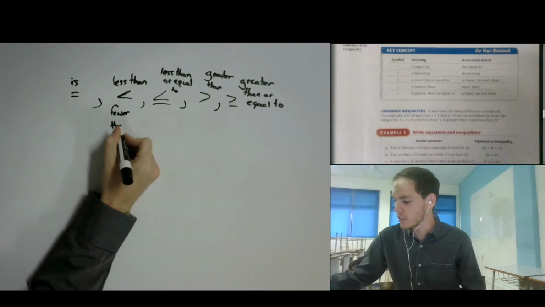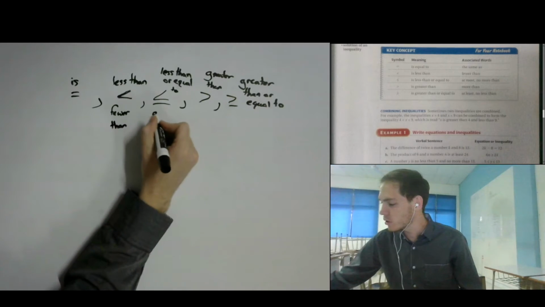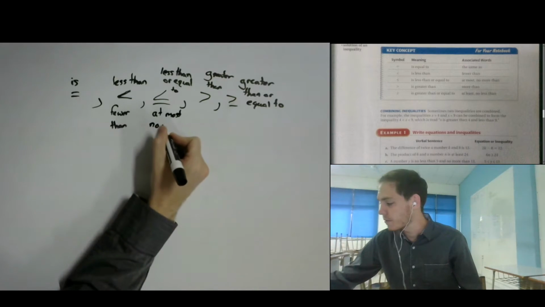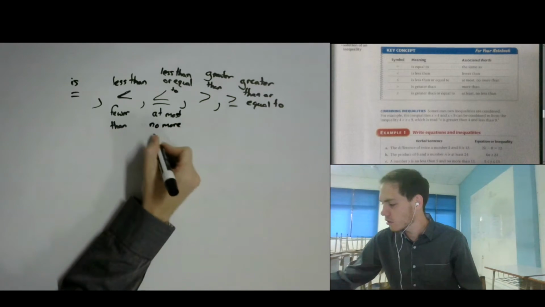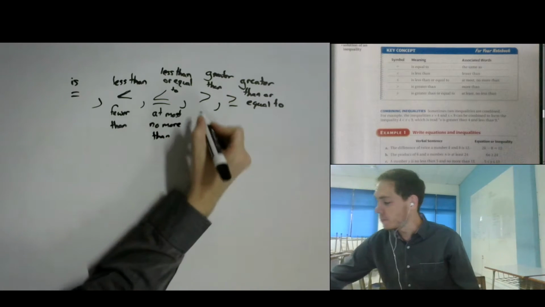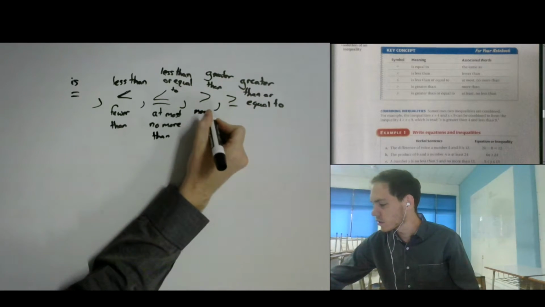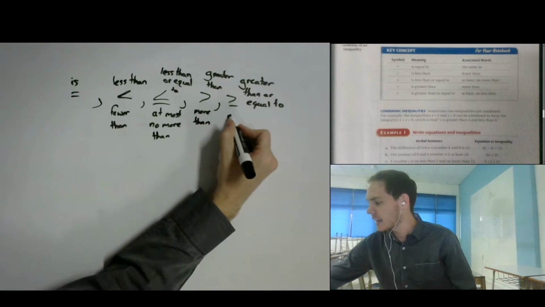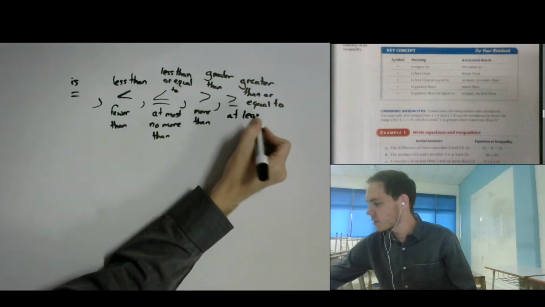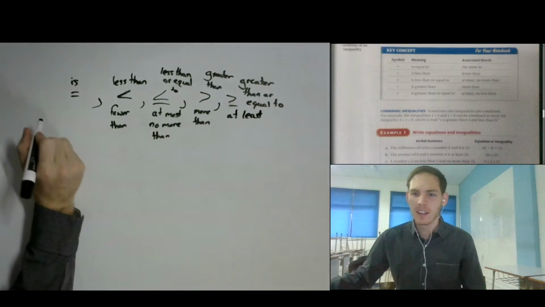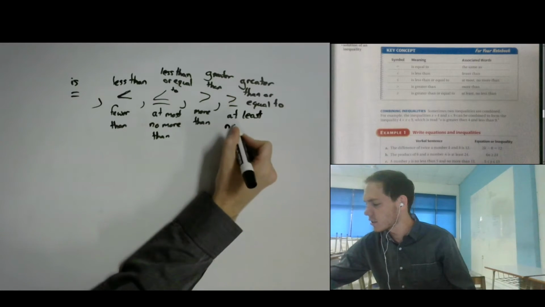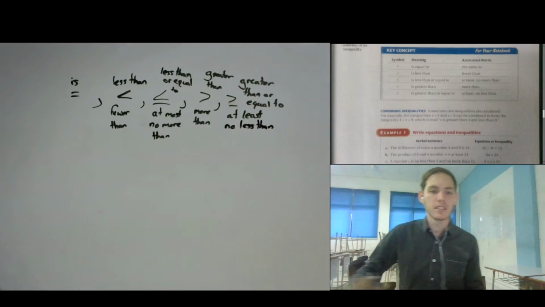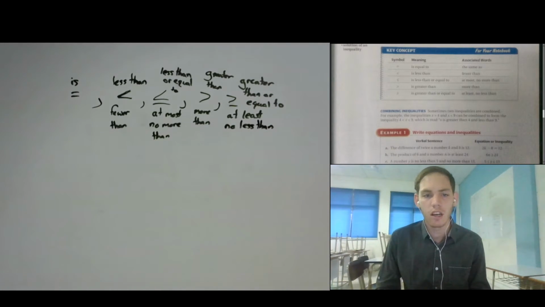So this is the verbal phrases. Fewer than, at most, no more than, this is more than, and then this one is at least. Okay? Or no less than. Okay? Let's look at some key ones.